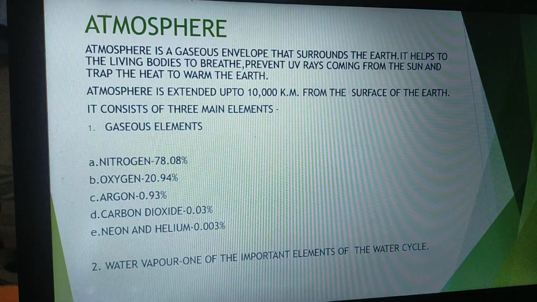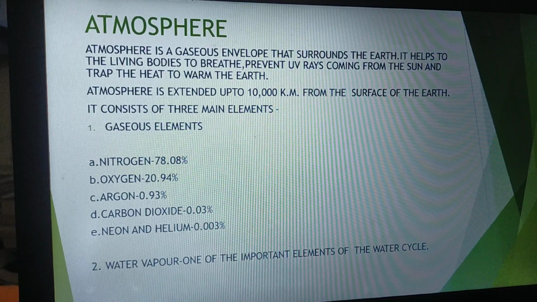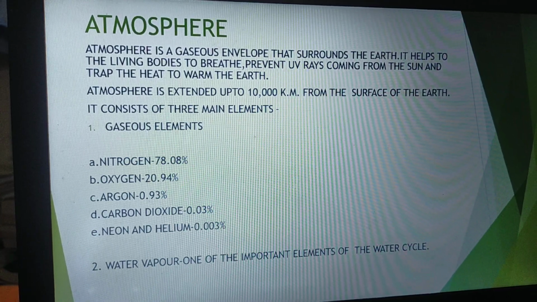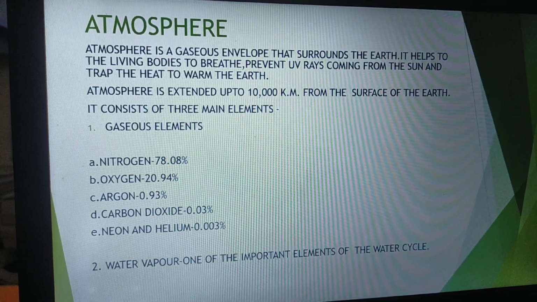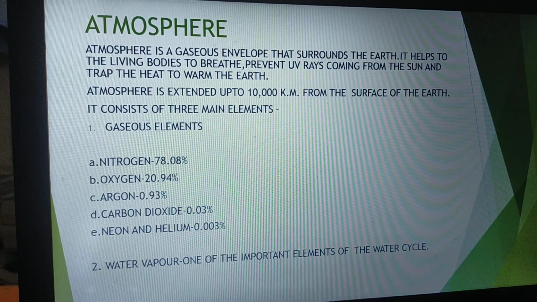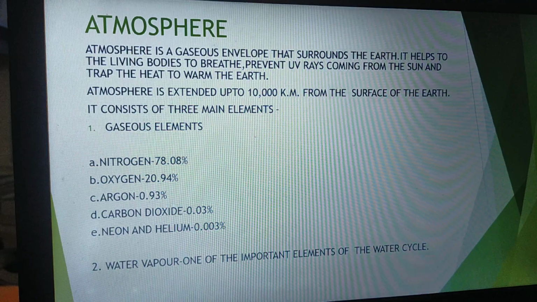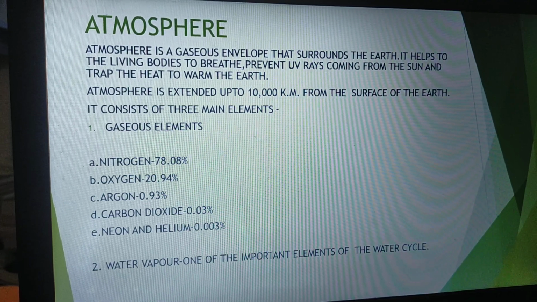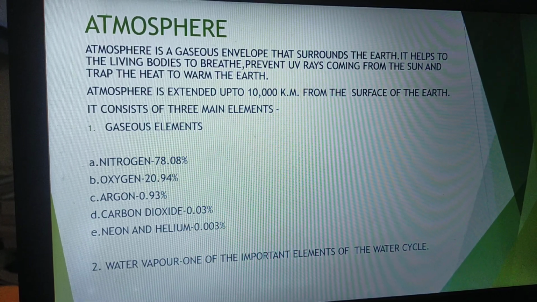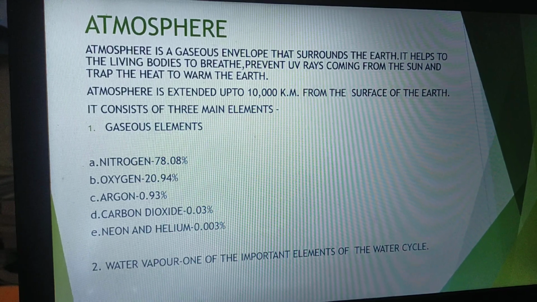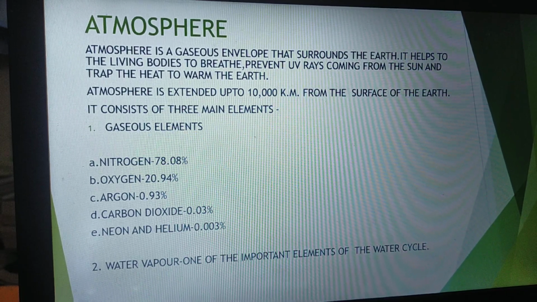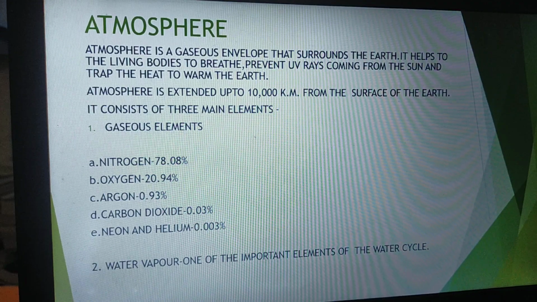So we are coming to the next thing. The next physical component of our environment is the atmosphere. So what is this atmosphere? It is the gaseous state. It is a gaseous envelope that surrounds the earth. It helps all the living organisms to breathe.